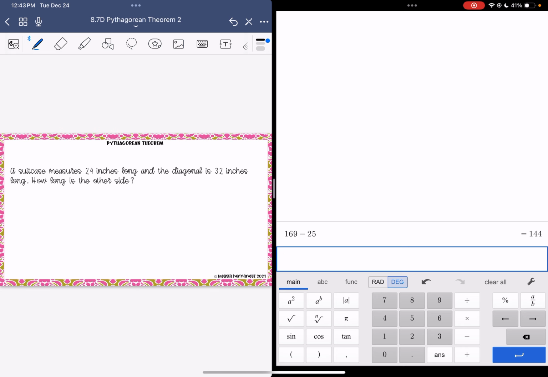A suitcase measures 24 inches long and the diagonal is 32 inches. How long is the other side? Okay, so this is good information. So 24 on one side and then the diagonal is 32, so that means we're finding one of the legs. So I'll just say we're finding a squared, or a.